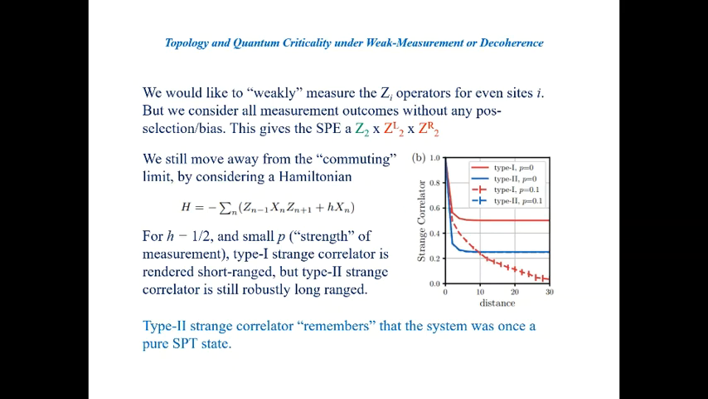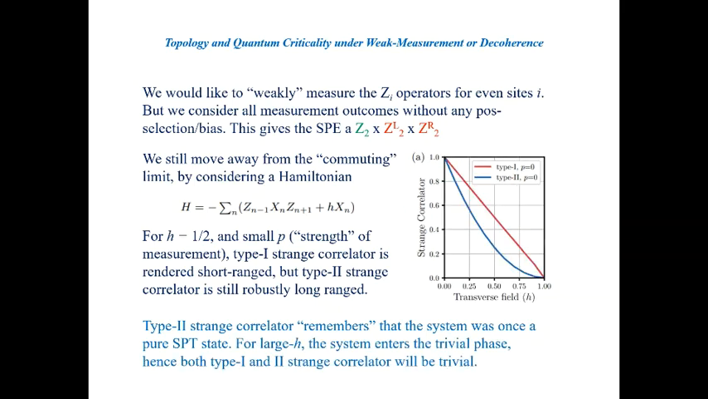But you can see that the type two strain correlator is almost unaffected by the decoherence. At least for small decoherence, the dotted curve and the solid curve overlap; they are almost the same thing for the type two strain correlator. So it means the type two strain correlator still remembers that the system was once an SPT state, even under decoherence.